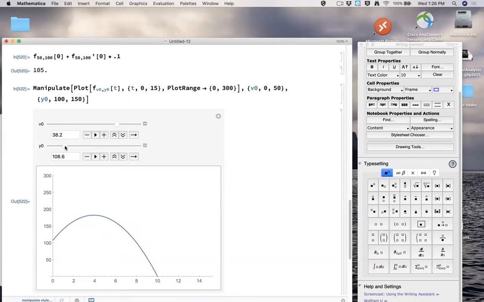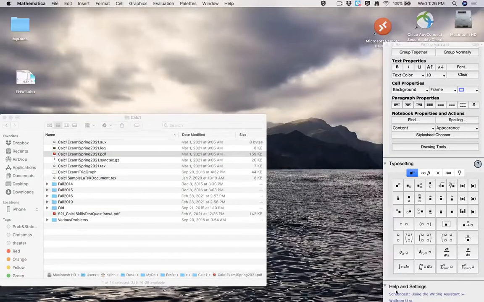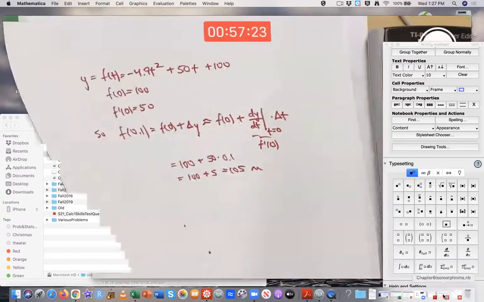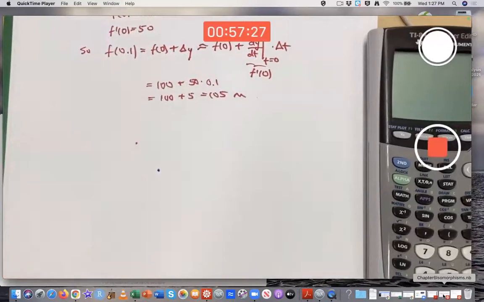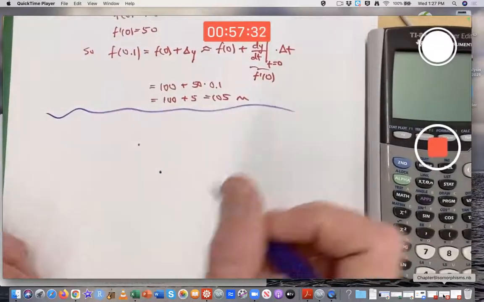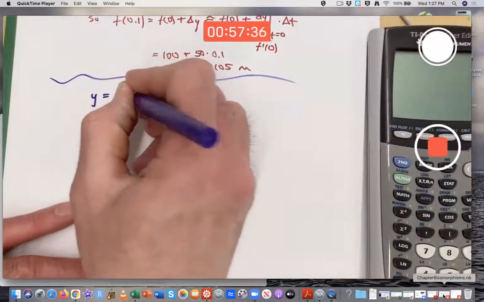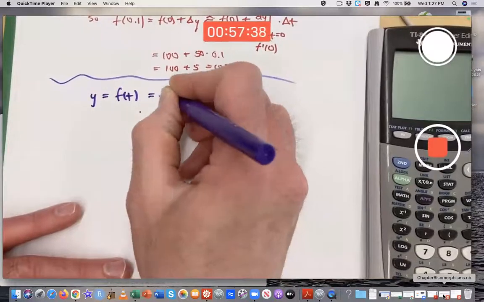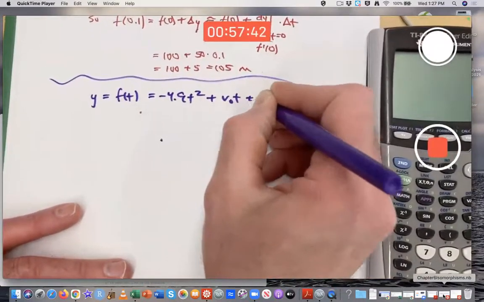Actually, that solving of infinitely many problems at once can be done algebraically as well. And this is something you should be able to do too. So let's think about the general case here. Y as a function of t is negative 4.9 t squared plus V0 t plus Y0.